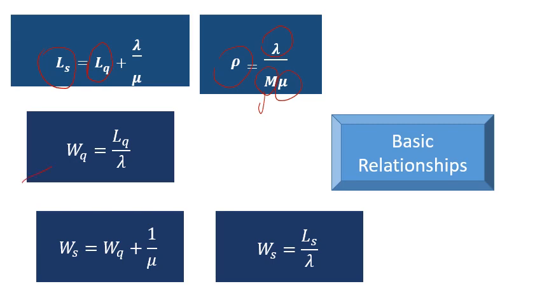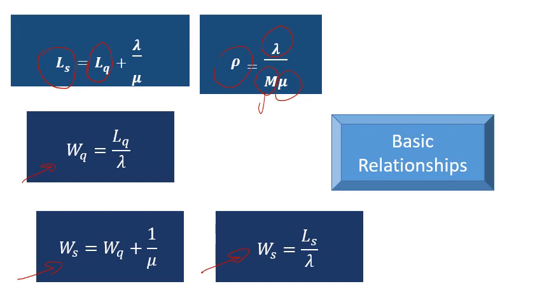WQ, here's an equation for WQ. There's a WS, another WS. All these equations are going to be the equations we use to move from one variable to another. Now, in our cases, we're always going to calculate LQ first, and then from LQ we'll move to calculate LS, WQ, WS, and so on.